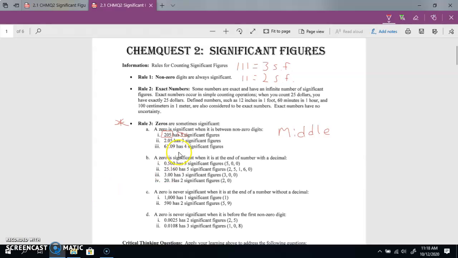Same thing down here with the number 61.09. This is a middle zero. Middle zeros are always significant. Rule 1 says that the 6, 1, and 9 are significant. So this would have four significant figures. So 3a is pretty simple. A zero is significant when it's between non-zero digits.